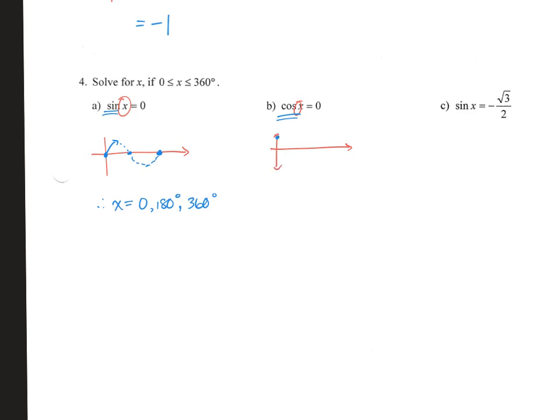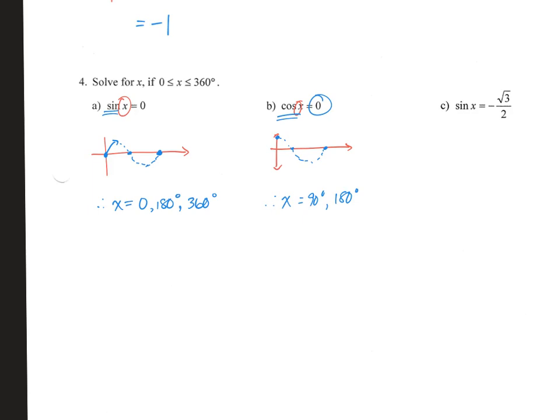I know my cos curve starts at the top and falls. So when do I get to a value of 0? Well, I get there at 90 degrees. I then come through and hit my minimum, and I get there again at 180 degrees. Done.